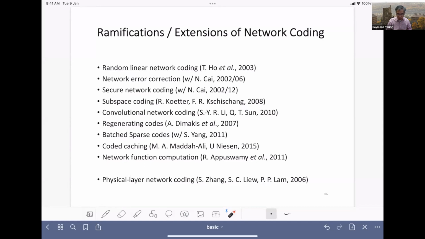And there is another branch of network coding, which actually has nothing to do with the original theory of network coding. It's called physical layer network coding that applies the concept of network coding at the physical layer, namely by allowing the electromagnetic waves to add up physically. And this is the work by my colleague Soung Liew and his students. It's still a very active field of research. So with this, I'll stop.